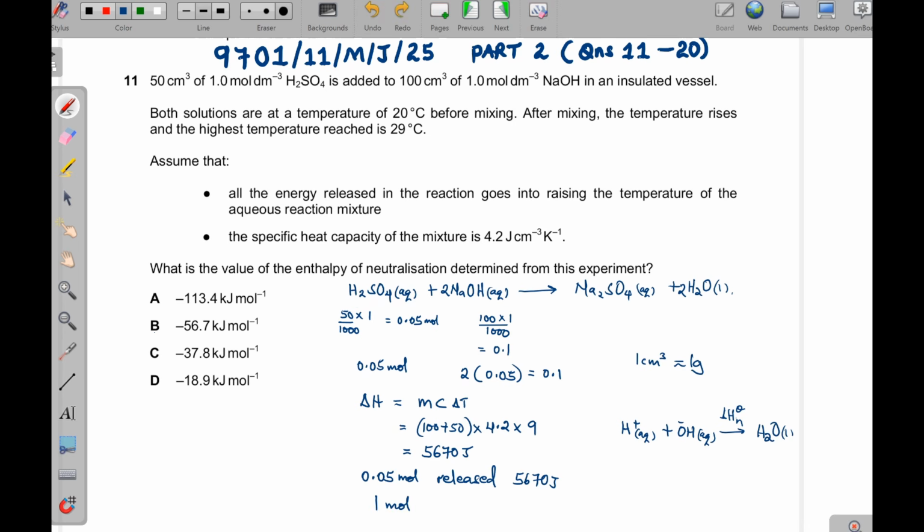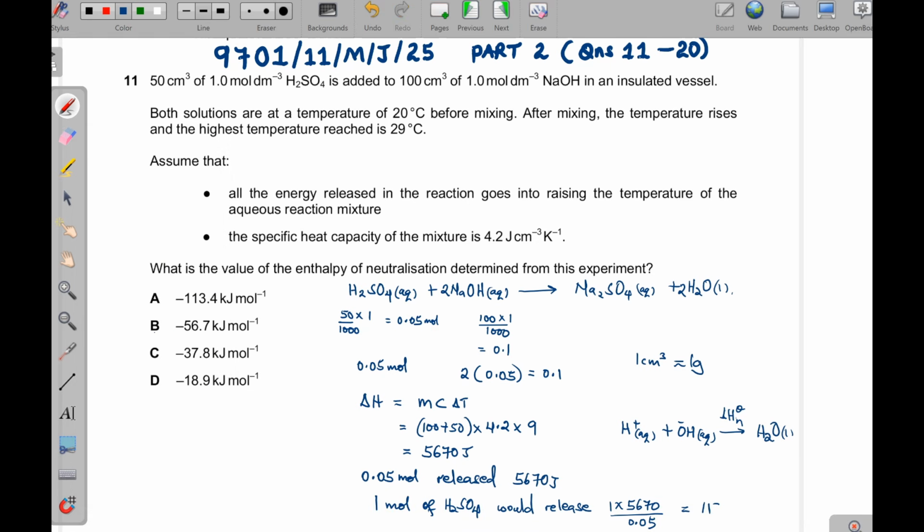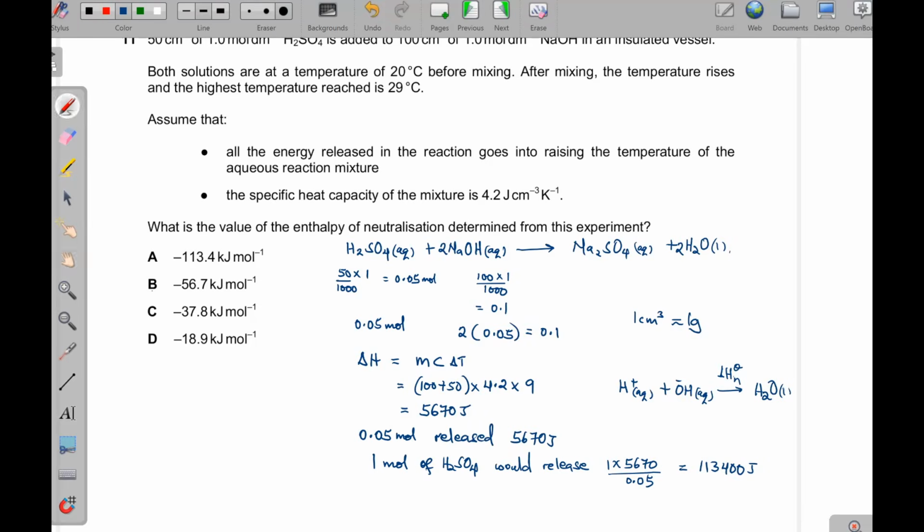So 1 mole of sulfuric acid would release 5670 divided by 0.05. What do you get here? We divide it by 0.05, and this is 113,400 joules. But this one here is for 2 moles.